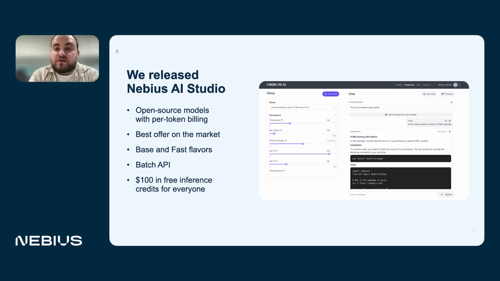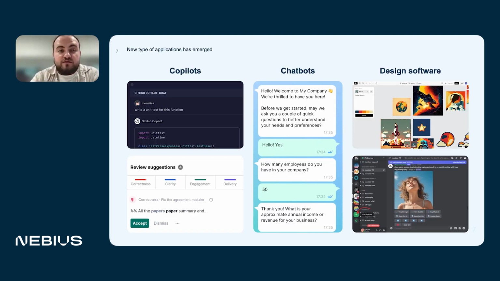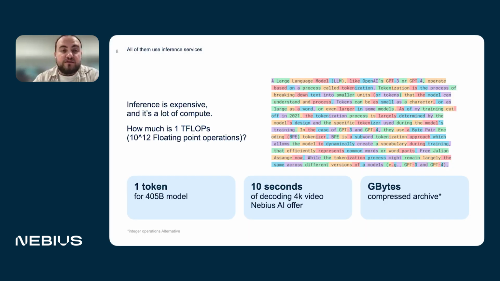The main idea of this product is that it's inference for open source models with per token billing, and I'll be talking about how to choose an inference provider, how to choose a model, and so on. So yeah, I believe everybody noticed that there are a lot of different applications that are now arising. Some of them are copilots, like code copilots, or maybe some grammar checks. There are a lot of chatbots and also design software. And what is common with all of them is that all of them are using inference.